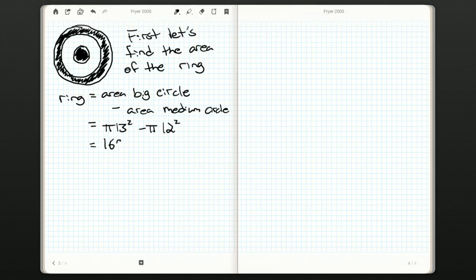Okay, so that's going to be 169 pi minus 144 pi. And that should be equal to 25 pi, but we can work it out on our calculator. We just take 169 minus 144, 25 pi. So we just double check as we're going along. We don't want to assume it's Pythagorean triples and rush ahead, but it is going to be Pythagorean triples.